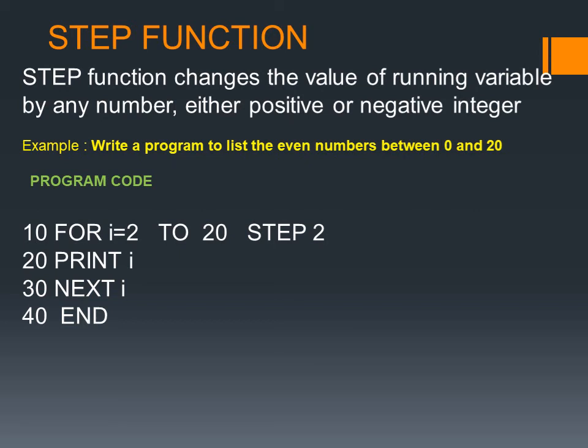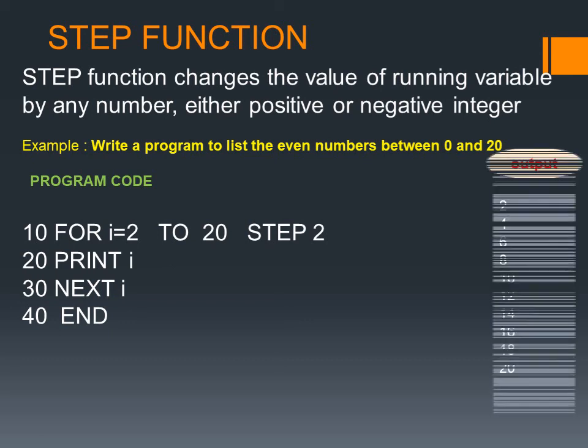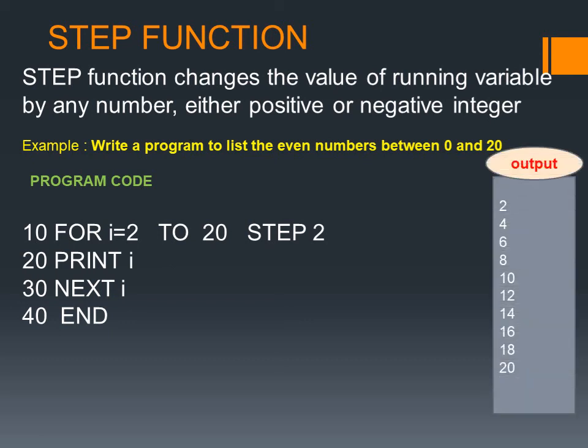Here the value of I is initialized as 2. Then print I. It will print the value of I, 2. Then again NEXT I means it will increase the value of I by 2, so 2 plus 2 is 4. Now the value of I is 4. It will again check whether I is within 20, yes, then it will again print 4. Then again increase the value of I by 2. Now the value is 6. It will again check. It will continue till it reaches 20.